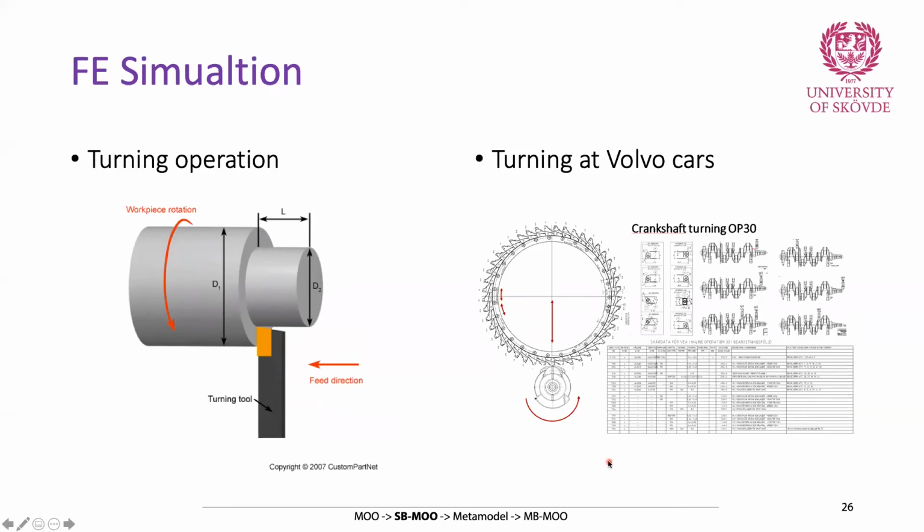We focused on turning because we had a case study with Volvo Cars, who want to optimize one of these turning processes, which they call operation 30. In that operation, they machine the crankshafts of their engines. So they wanted to optimize this process, and we had to create finite element simulations and perform optimizations on them.